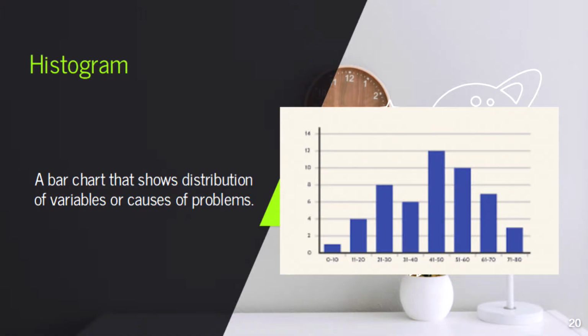Okay, so histogram. A histogram is a kind of bar chart showing a distribution of variables or causes of problems. A histogram represents cause of a problem as a column and frequency of each cause of problem as the height of the column.